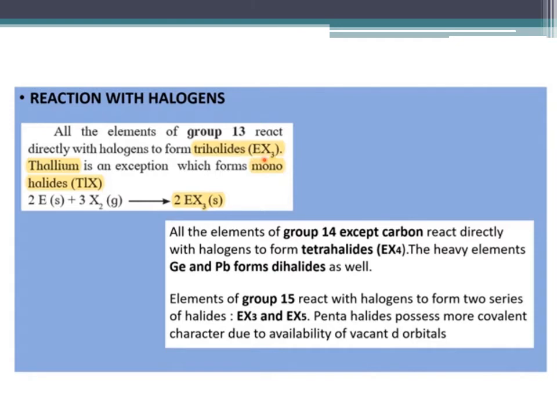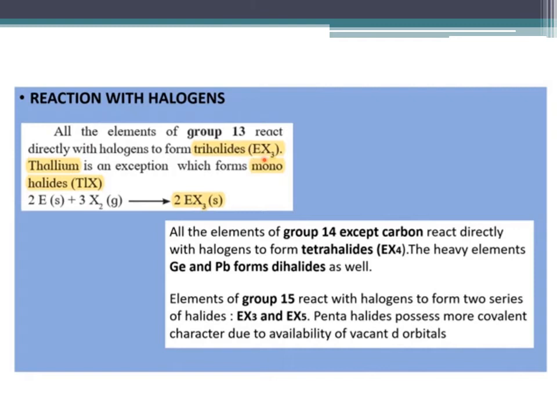Now students, talking about the elements of group 15, the oxidation state of group 15 is +5. So it is obvious that the elements of group 15 will react with halogen and form pentahalides. That is, 5 halide atoms will be bonded to a single atom.